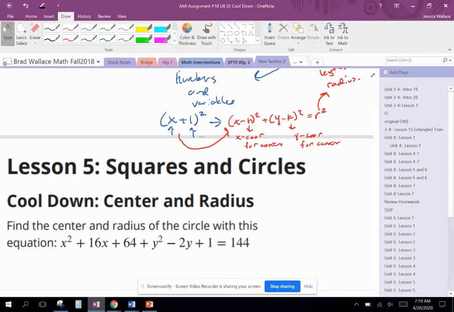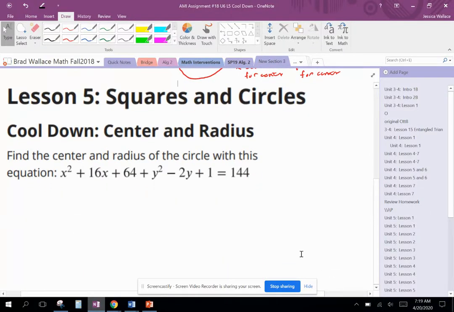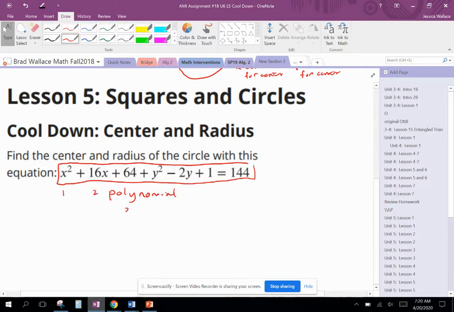All right. So now that we know the learning target, we're going to use it to solve the question. Now, this long equation right here represents the equation of a circle. All right. And so this is a polynomial. It has 1, 2, 3, 4, 5, 6 terms in it. So this is a 6-term polynomial.